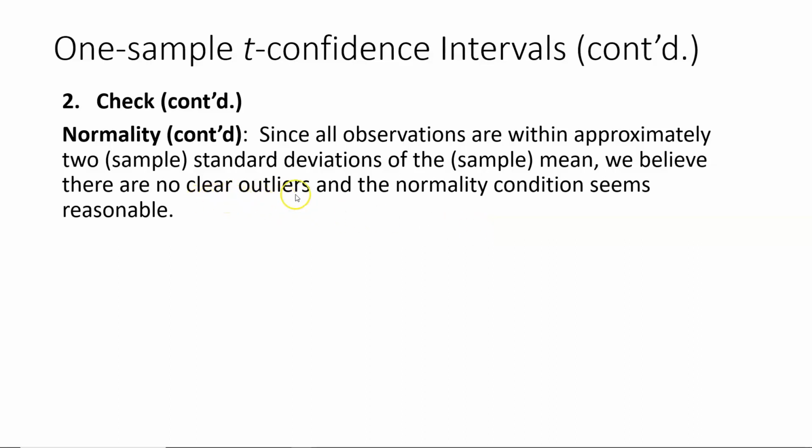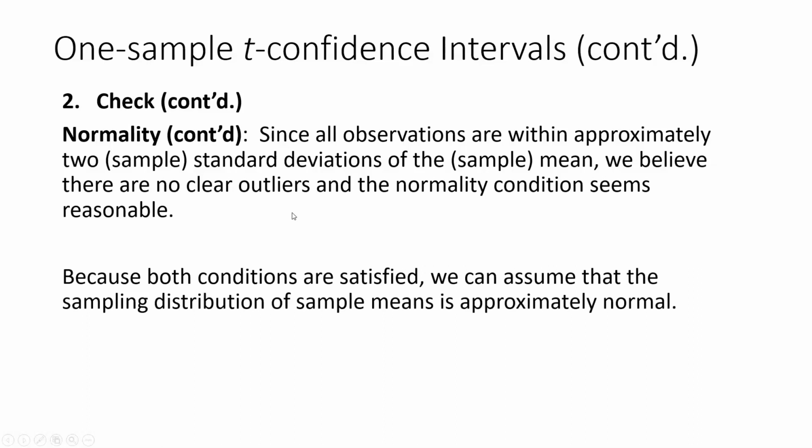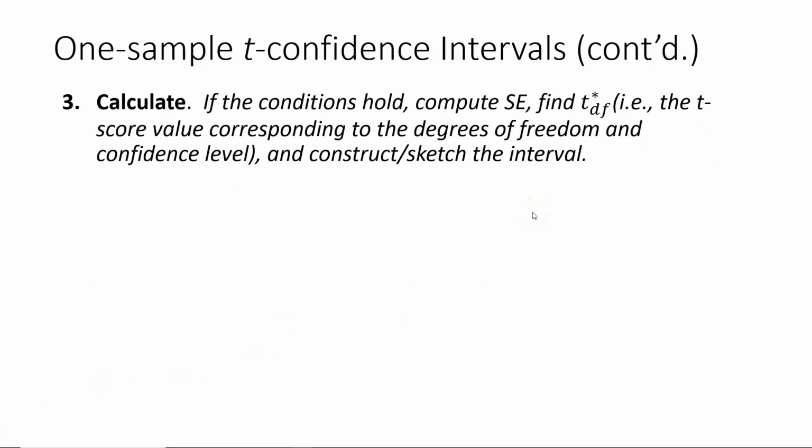In passing, I should point out that if we were getting, say, more than 2.5 or 3 standard deviations away from the mean, those would probably be considered clear outliers. Because both conditions, independence and normality, are satisfied, we can therefore assume that the sampling distribution of sample means is approximately normal. We now move on to the third, or calculate step of the four-step process.